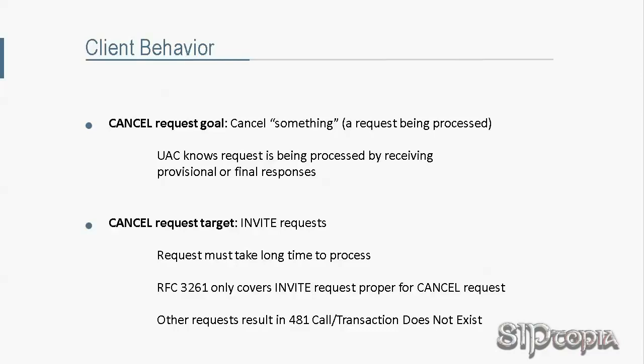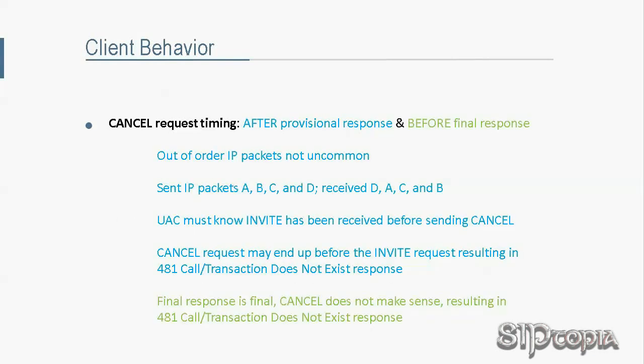Why does it not make sense to use cancel request with quicker requests like register? Because the registration would be completed and the user agent client would receive a final response long before a user is able to even hit a button to try to cancel a register request. This late cancel would simply result in 481 call/transaction doesn't exist response. So we have come to the conclusion that user agent client should be using cancel requests to cancel invite requests.